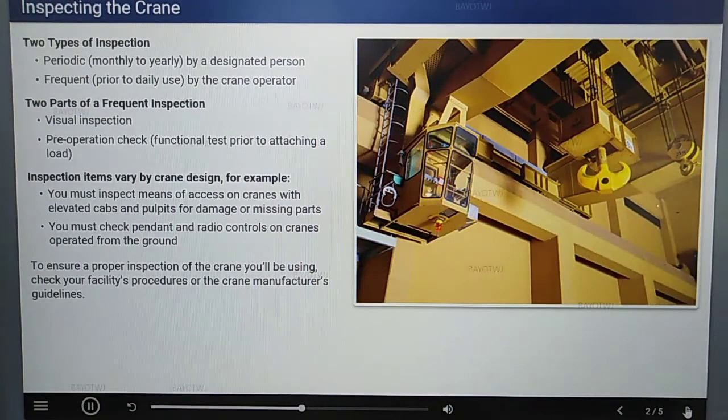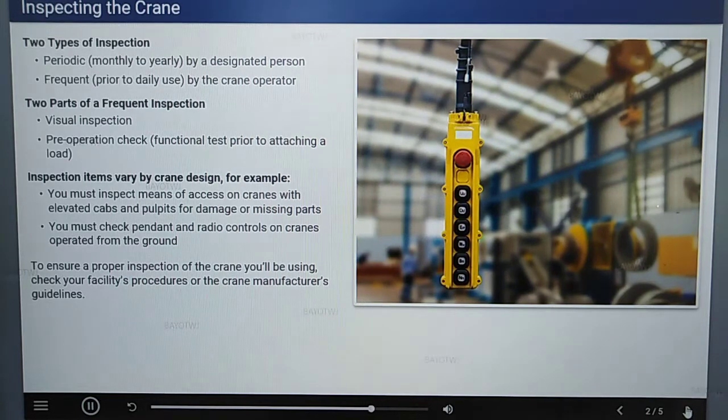Since cranes vary in design, the parts requiring inspection vary as well. For example, if you're inspecting a crane that has an elevated cab or pulpit, means of access such as ladders, stairways, and raised walkways need to be checked for damage or missing parts. However, if you will be operating the crane while standing on the ground, you will need to check the pendant control or radio control. Refer to your facility's procedures or the manufacturer's guidelines for the appropriate inspection frequency and required inspection items.